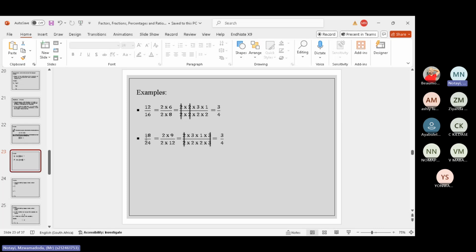The other example is 18 divided by 24, which is 2 times 9 divided by 2 times 12. So rewriting 9 and 12 in their prime factors, we have 2 times 3 times 1 times 3 divided by 2 times 2 times 2 times 3. And then 2 and 2 cancel, 3 and 3 cancel, we're left with 3 times 1 divided by 2 times 2, which is equal to 3/4.